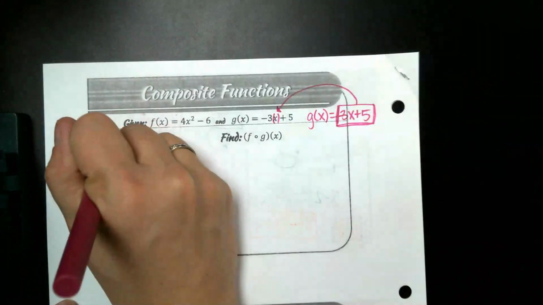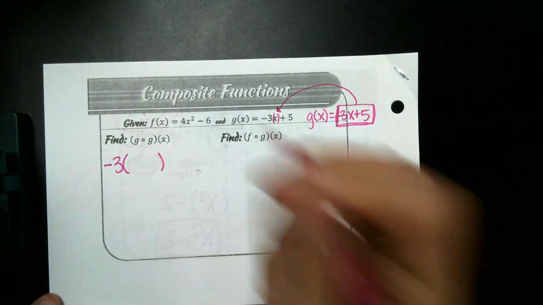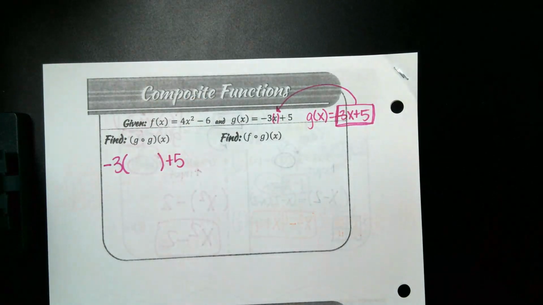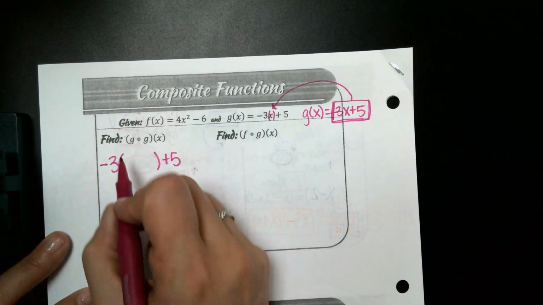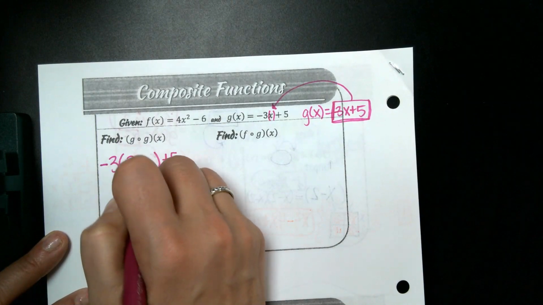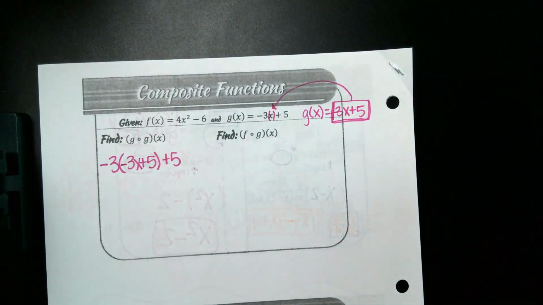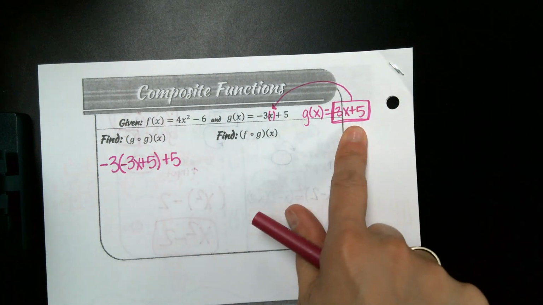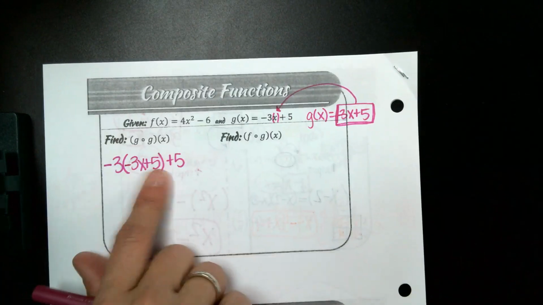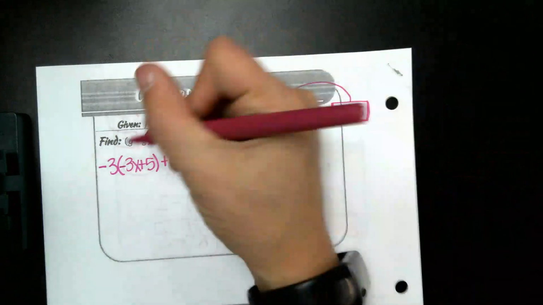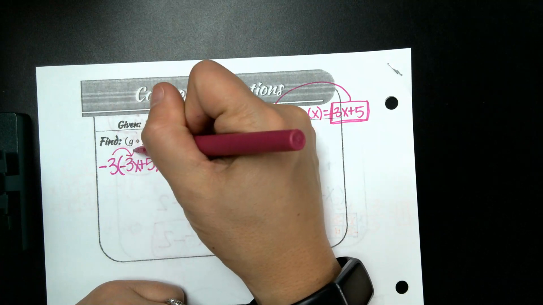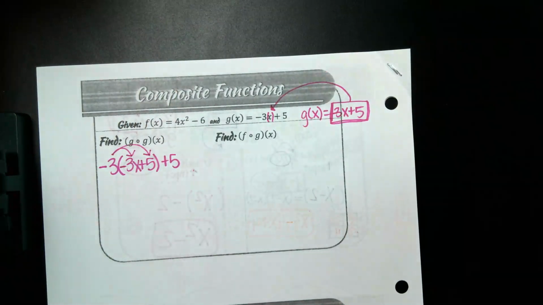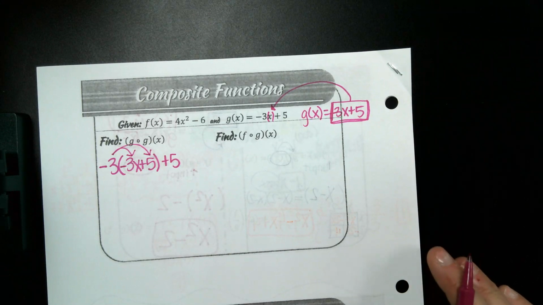Okay, so I would start with negative 3, and then I'm taking x out, and what goes in its place? What goes in here? Negative 3x plus 5. Whatever's in this box is getting plugged in right there. Okay, so what am I going to have to do here to simplify this? The claw. Distribute. Right? The claw.